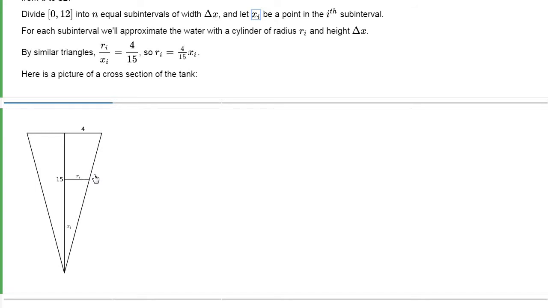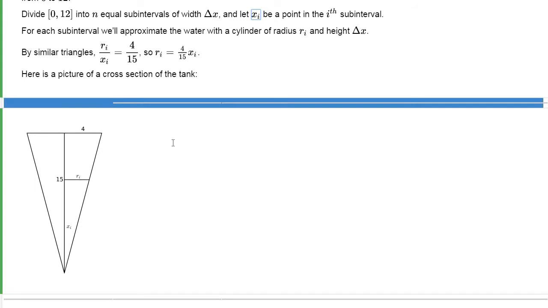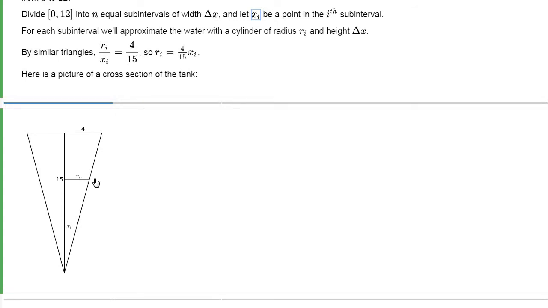Okay, now to find the volume of that little cylinder of water, what do I need? Well, the volume of the cylinder of water is pi radius squared. That's the area of the base of the cylinder, and then multiplied by the height. The height is delta x. Okay, that's the width of my subinterval. So delta x is the height.